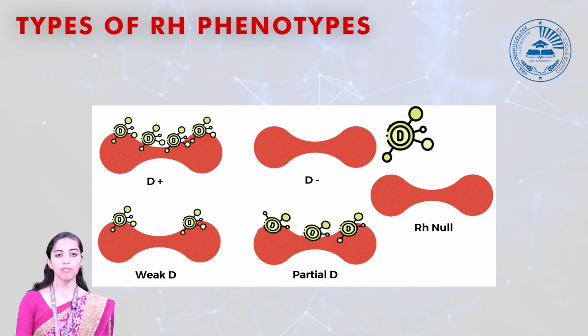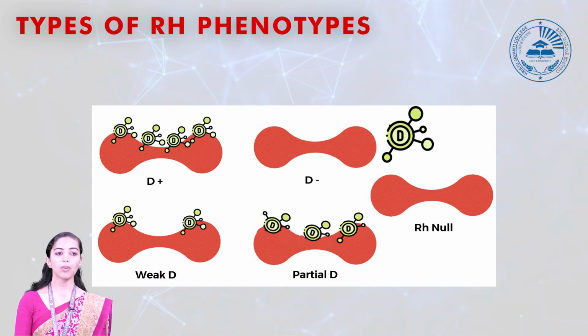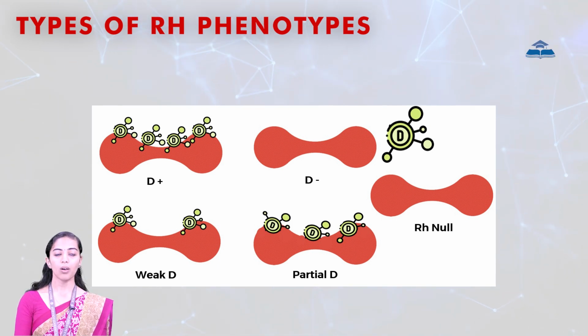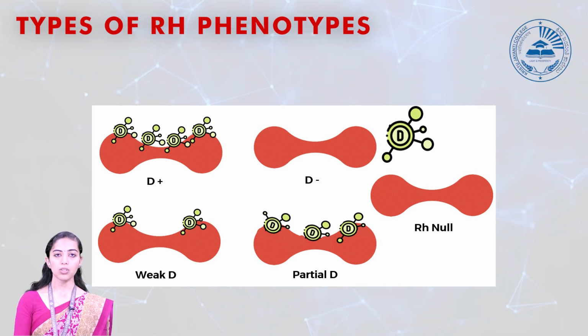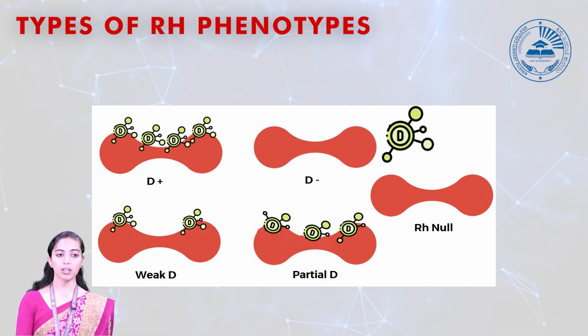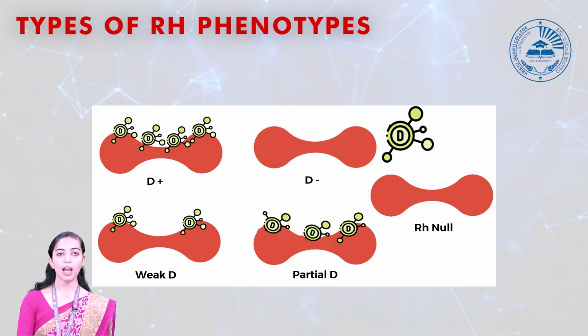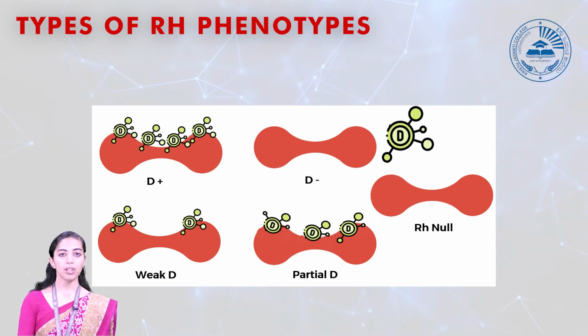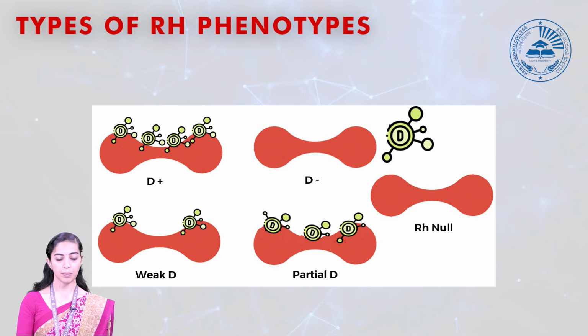The first type of RH phenotype is when you have the proper D antigen in ample amount on the surface of the RBC or embedded in the membrane. Such blood groups or phenotypes are called D positive phenotypes. At the same time, if you don't have any D on your RBC structure, you are called D negative. If you have the D antigen, but the number of D antigens is very low compared to D positive, you will be called weak D.